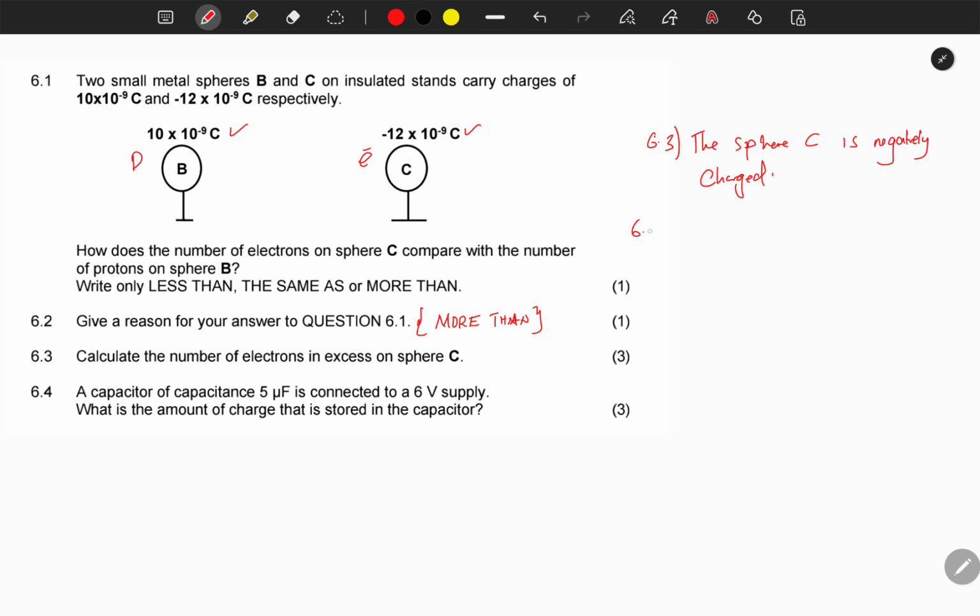So this is 6.2. Then we go to 6.3. Calculate the number of electrons in excess on sphere C. So we want to see how many electrons are in excess here. To do that, we can just find the ratio of these two. That's all. So the number of electrons that are in excess here, we are going to talk about the charge.